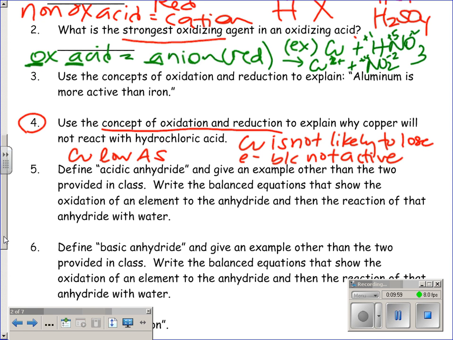Hydrogen to hydrogen. Right, hydrogen and the hydrochloric acid. So we have our hydrogen here that wants to do this. All right, so it's being reduced, right? So it needs some of these electrons.